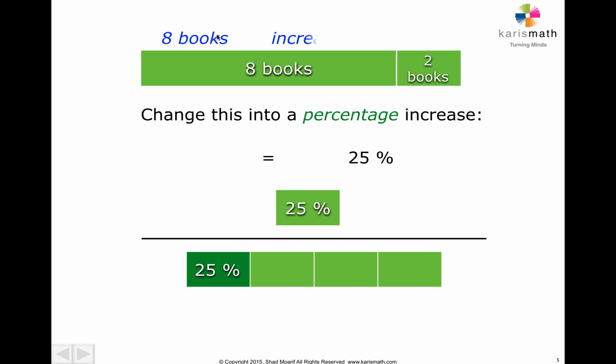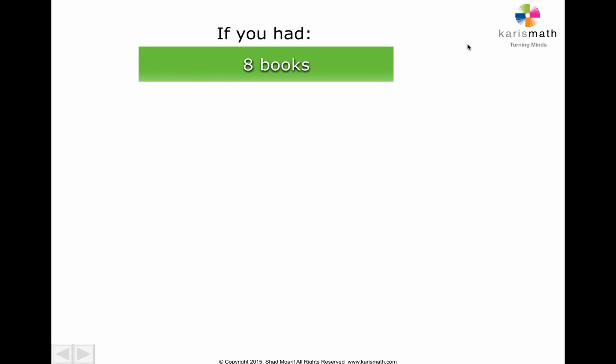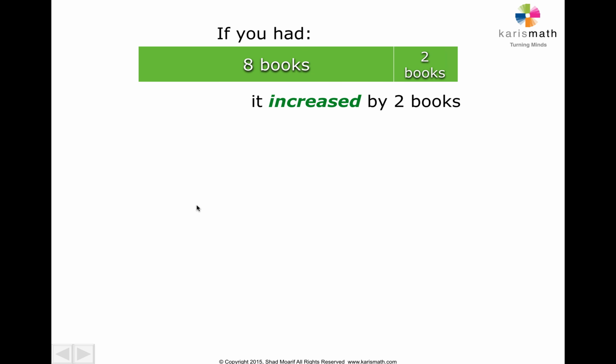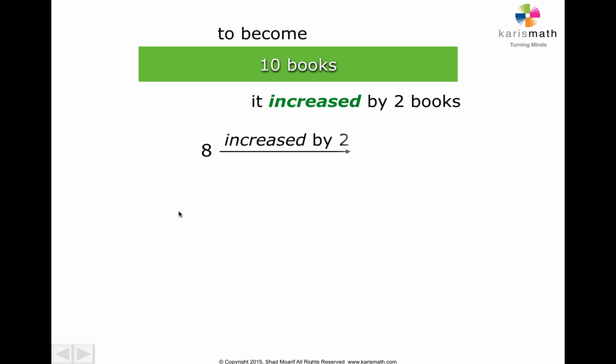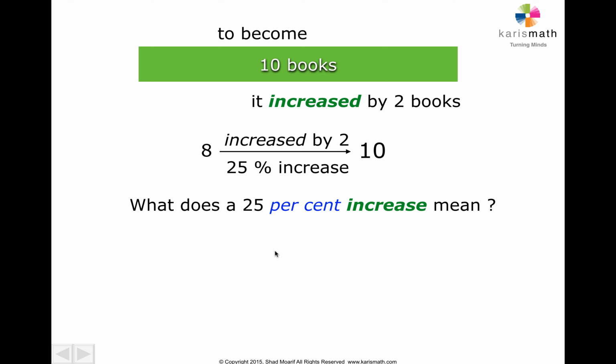So 8 books increased by 25% to become 10 books. So if you had 8 books, it increased by 2 books. Well, what are we doing? We're saying that it became 10 books. So 8 increased to 10. It increased by 2. And 2, what fraction is it of 8? It's 25%. So it's 25% increase.